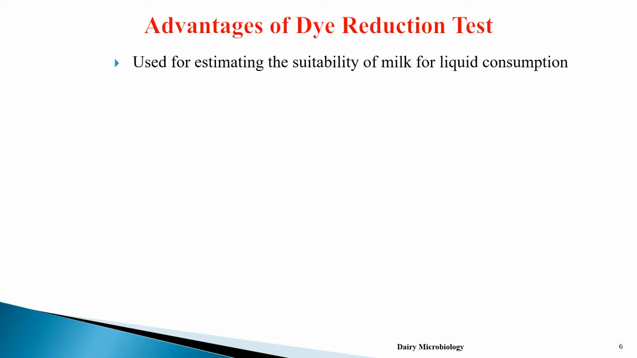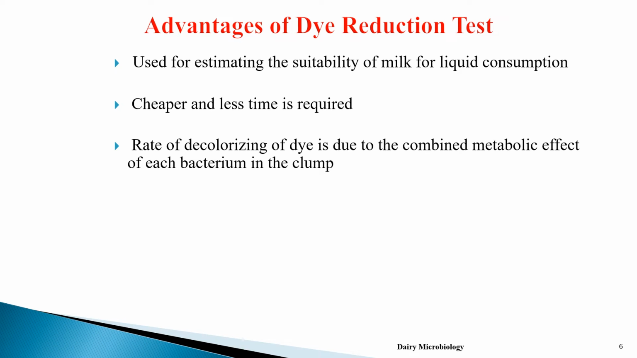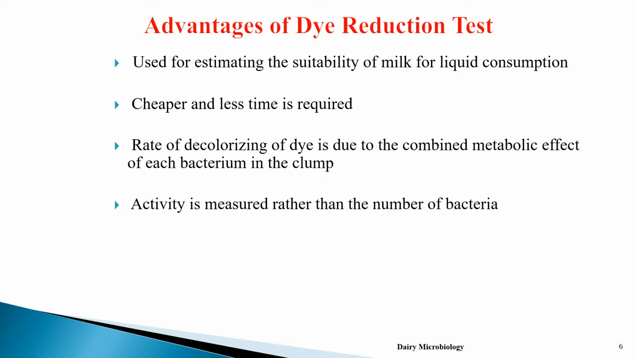Advantages of the dye reduction test. The dye reduction test can be used for estimating the suitability of milk for liquid consumption. These tests are cheaper and require less time. In the case of SPC, that is standard plate count, a clump of microorganisms is recorded as one colony, whereas in the dye reduction test, the rate of decolorization of the dye is due to the combined metabolic effect of each bacterium present in the clump. With the help of this test, the activity is measured rather than counting the number of bacteria present in the sample.